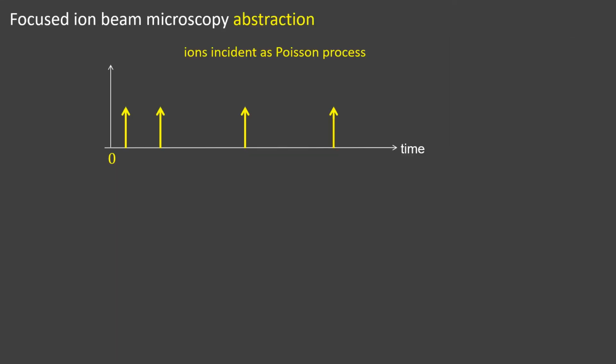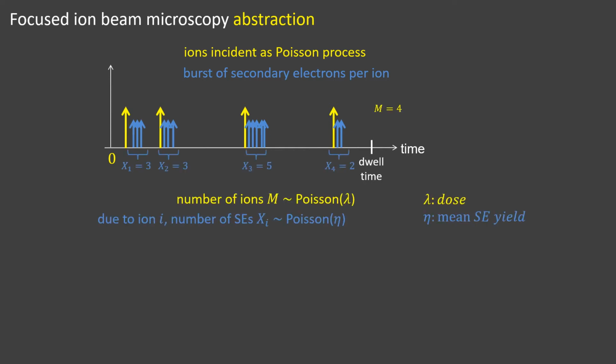Now let's shift to how we view focused ion beam microscopy. The yellow arrows represent the incident ions, and for each incident ion there is a burst of SEs, which are the blue arrows. There is some fixed dwell time, meaning fixed ion dose. In that dwell time, we have a Poisson distributed number of ions m with mean lambda being the dose. We model the number of secondary electrons per ion as also Poisson distributed with mean eta, where eta is the expected number of emitted SE per ion.